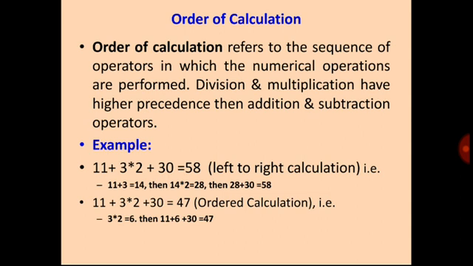For example, we have an expression 11 plus 3 into 2 plus 30 equal to 58. If we calculate it left to right, first we will add 11 to 3, that is 14.